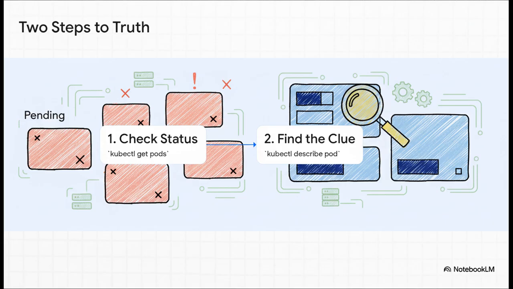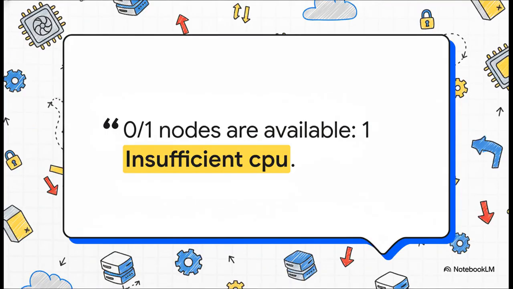Yep, still pending. But then, and this is the most important part, you run kubectl describe pod. This is where Kubernetes spills all its secrets. And bam, there it is, our smoking gun. If you look down in the events section of that describe command, you'll see this message. And you know what? It's not even trying to be mysterious. It's telling us exactly what's wrong.